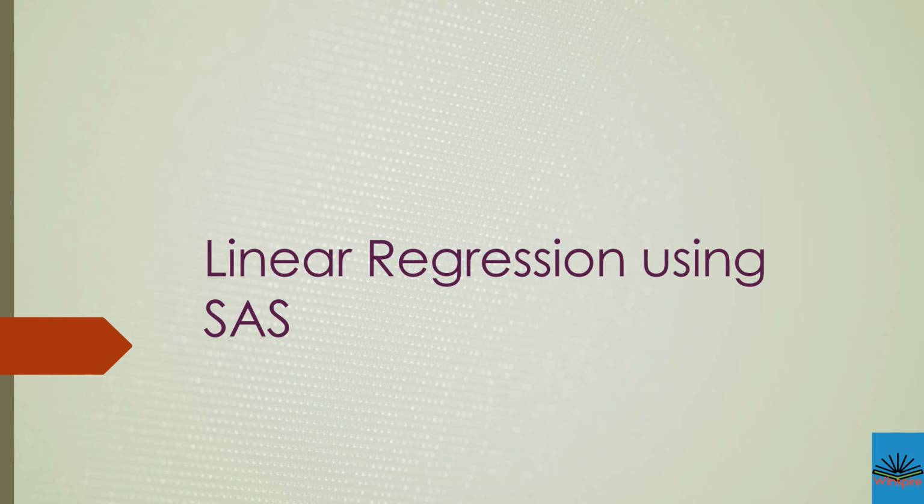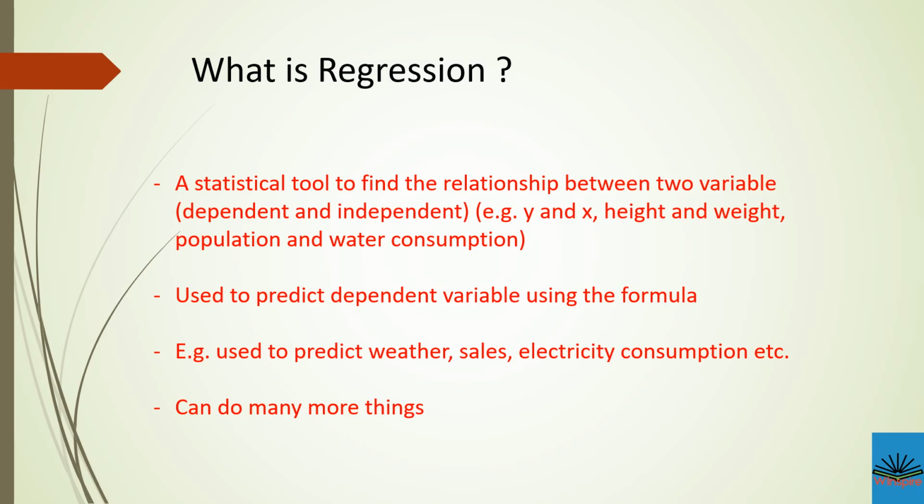Today I'm going to show you how to do linear regression using SAS. So before that, I want to quickly talk about what regression is. Regression is a very powerful statistical tool which is used to find out the relationship between two variables. Obviously, one of them will be the dependent variable and one of them will be the independent variable. For example, the dependent variable can be weight and the independent variable can be height, and also the dependent variable can be water consumption and the independent variable can be population. And regression is used to predict the dependent variable using the independent variable.